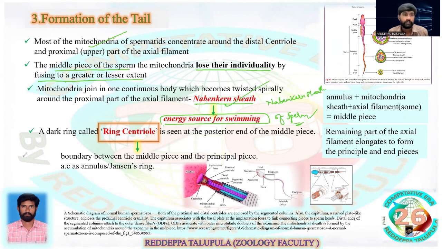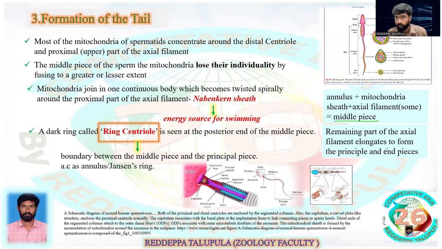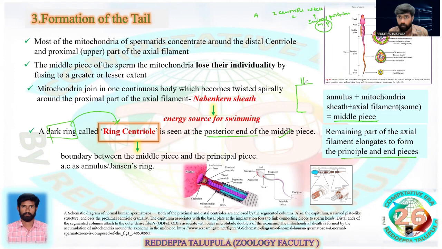Now see how the middle piece, principal piece and end piece are formed. See the annulus. Before that, what is the annulus? I already mentioned that there will be two centrioles in the neck region and the initial position of the middle piece. Now see, another dark ring is present, which is called the ring centriole, at the posterior end of the middle piece. It is the middle piece. Here the DC will be present.